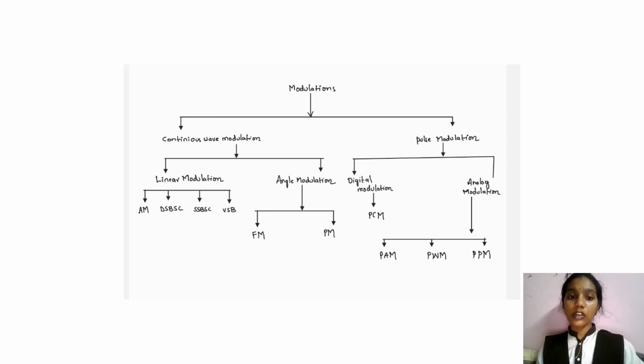In linear modulation, there are four types: amplitude modulation, double sideband suppressed carrier, single sideband suppressed carrier, and vestigial sideband. In angle modulation, there are two types: frequency modulation and phase modulation. In pulse modulation, there are two types: digital modulation and analog modulation, PCM and PAM, PWM and PPM.